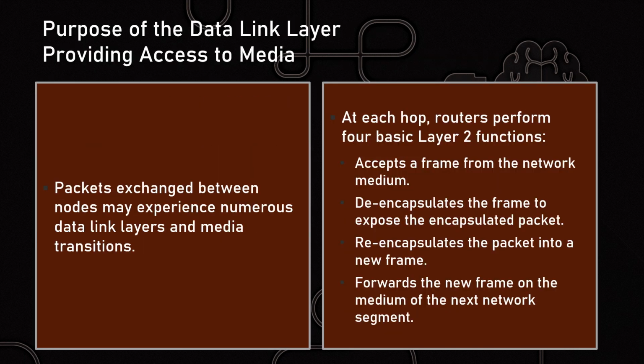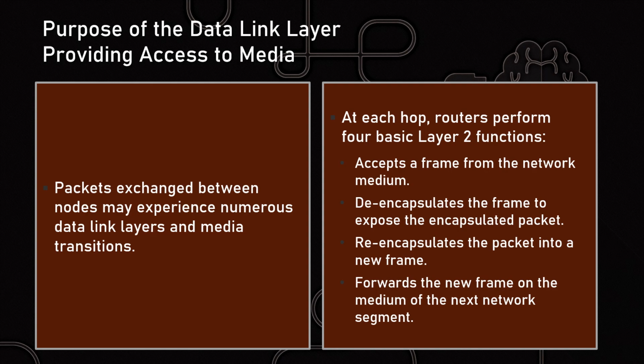Now, packets exchanged between nodes may experience numerous transitions between data link layers as well as different types of media. You could have a data transmission that goes from a wired host to a router. That router hooks back to an ISP. That ISP transmits something to a satellite. That satellite bounces over across the other side of the planet. It's received by a secondary ISP there. That ISP connects to another wired connection, bounces to a Wi-Fi connection at a host site, and then connects to another device. So we can see a number of transitions that occurs.